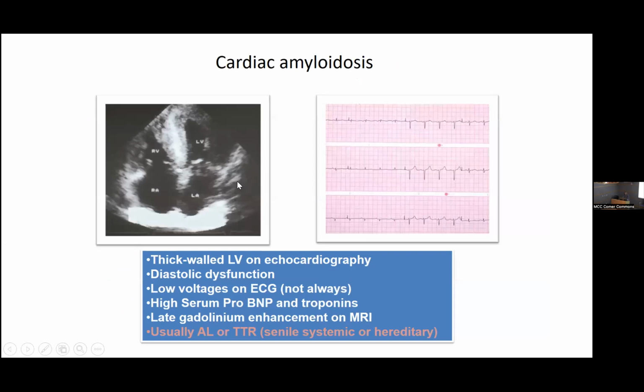And then, right, cardiac involvement: thickened, restrictive cardiomyopathy, classically low voltage on the ECG, but not always. There's even a study showing that many patients with amyloid heart involvement have normal ECGs.